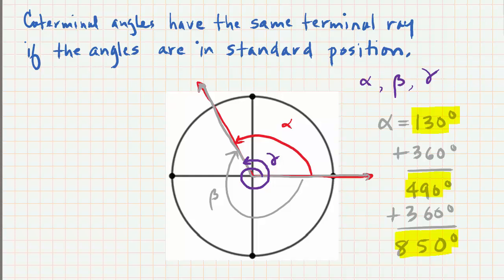Similarly, we can subtract 360 from 130 to get negative coterminal angles. So we have 130 degrees. If we subtract off 360, we would end up with negative 230 degrees.